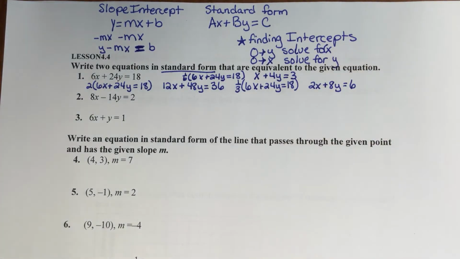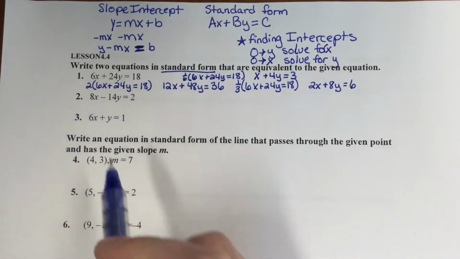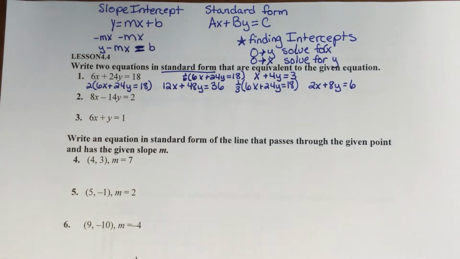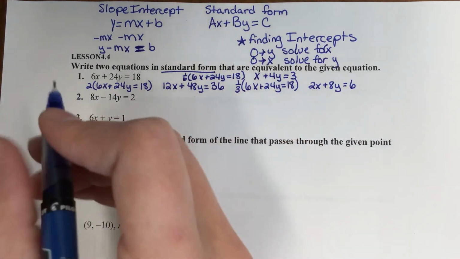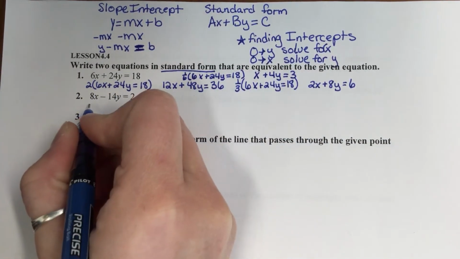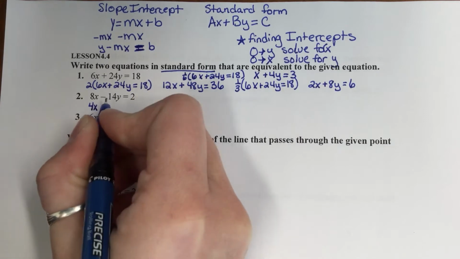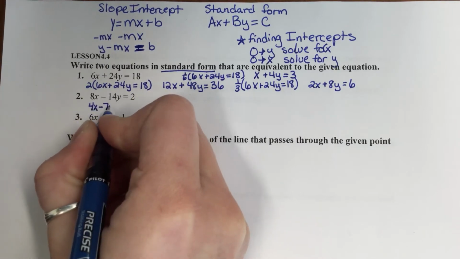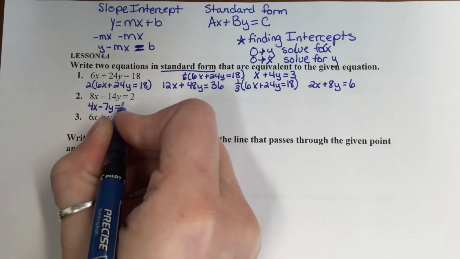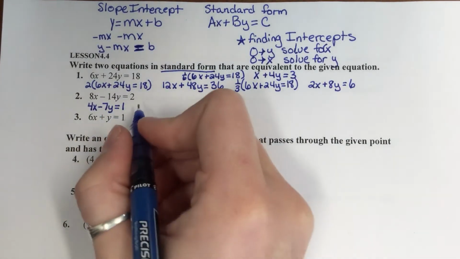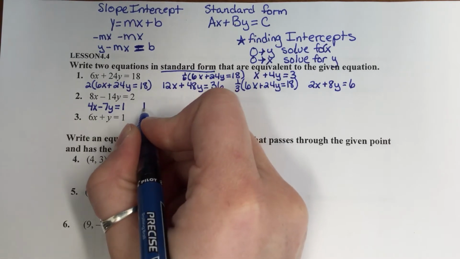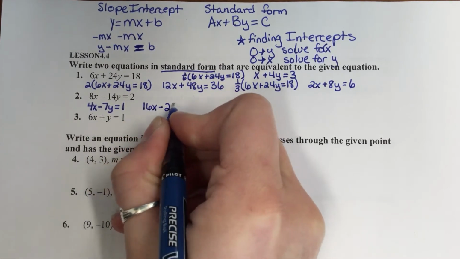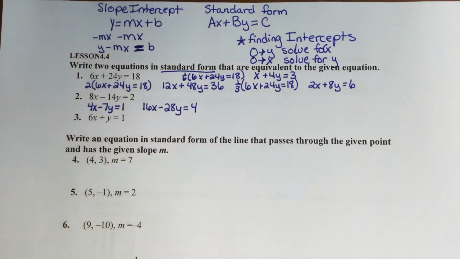So, do number 2. Write 3 different equivalent equations for number 2. I am just going to do dividing by 2. So 8 divided by 2 is 4x, negative 14 divided by 2 is negative 7y, equals 2 divided by 2 is 1. That's dividing by 2. I could also multiply by 2: 16x minus 28y equals 4.